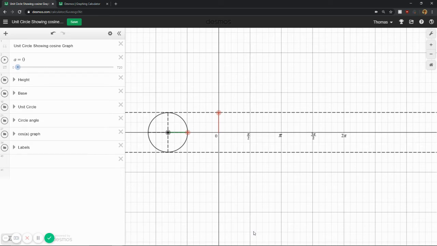If you haven't seen the previous video on the sine function, where we have a very similar looking thing as this, but instead of looking at cosine, we're looking at sine, I encourage you to go look at that. I explain a little bit more about the relationship between these two things.